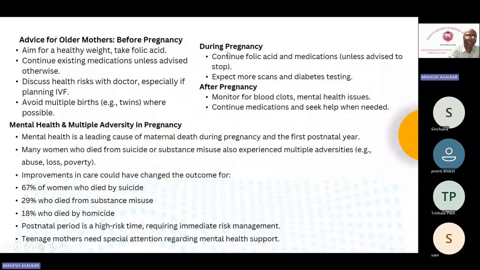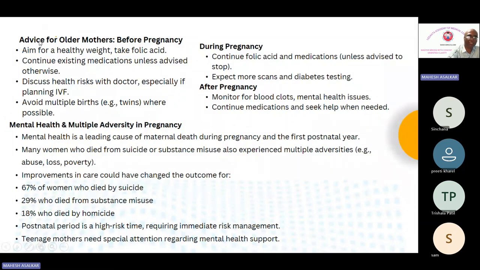Okay, then during the pregnancy, continue folic acid and medication. Expect more scans and diabetes testing. After the pregnancy, monitor for blood clots, that is venous thromboembolism, which we need to assess, and mental health issues we need to check, and continue medication and seek help when needed. Okay, then they are talking about mental health and multiple adversity in pregnancy.